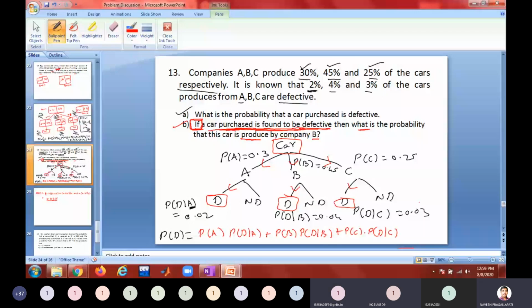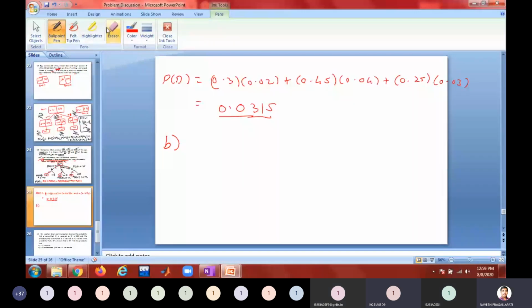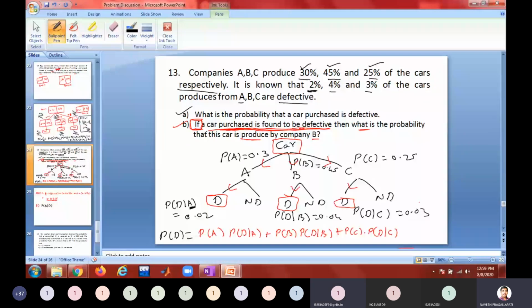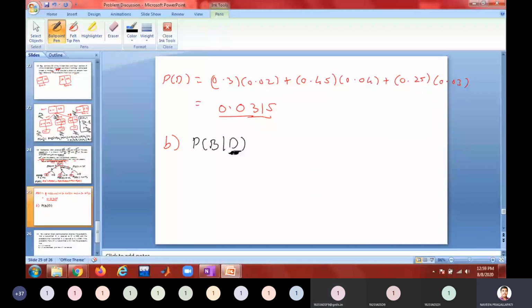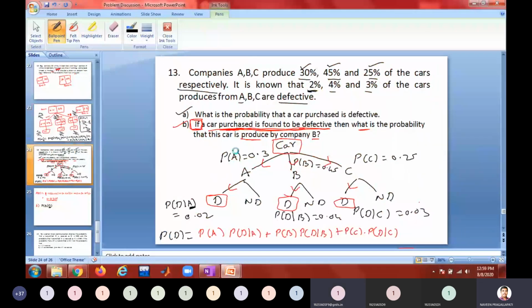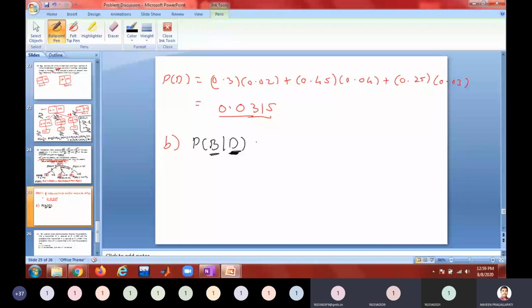P of B given D. Probability of B given that a defective car is purchased, given that the car is defective. Is that clear? You are asked to find the conditional probability. If a car is purchased and found to be defective, that is the prior information. Then what is the probability that the car is produced by company B? Now what is the formula for the conditional probability? P of B intersection D by P of D.